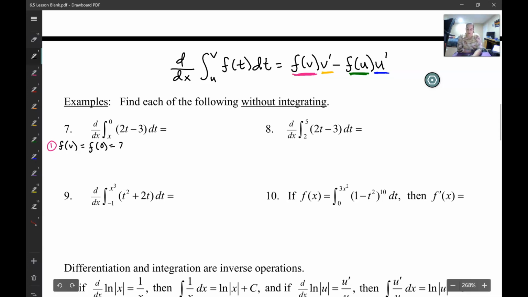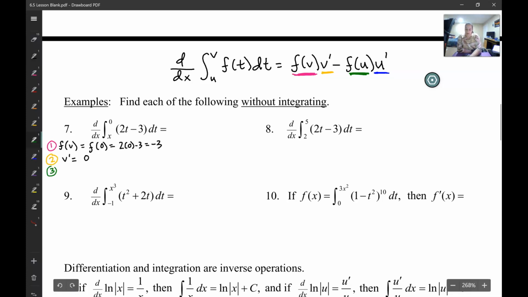Here's my f. So 2 times 0 minus 3 is going to equal negative 3. So that's f of v, negative 3. Number 2 is v prime, where v is my upper limit. So the derivative of my upper limit, 0, is just 0.